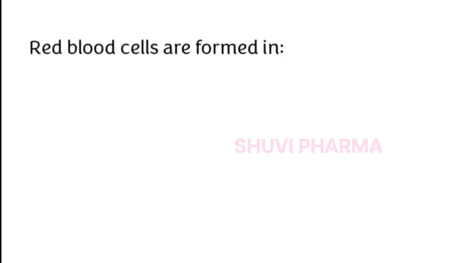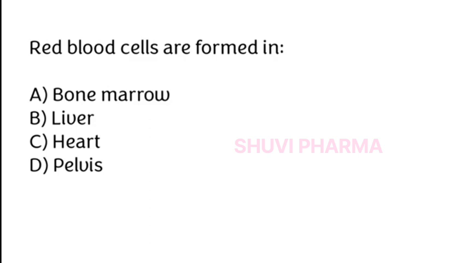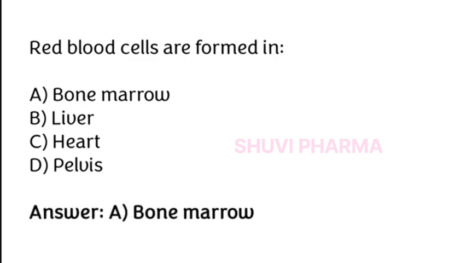Red blood cells are formed in bone marrow, liver, heart, pelvis. The correct answer is option A. Red blood cells are formed in bone marrow.